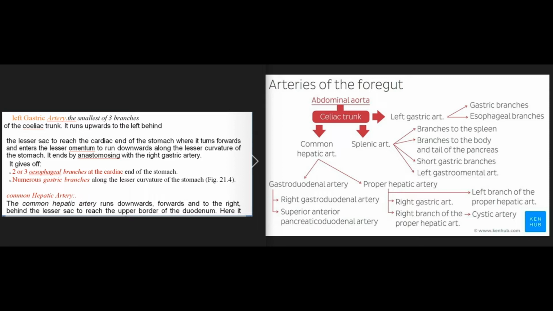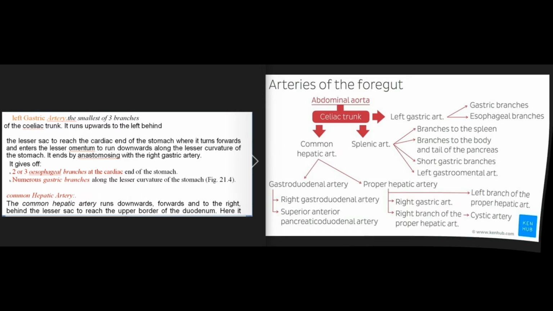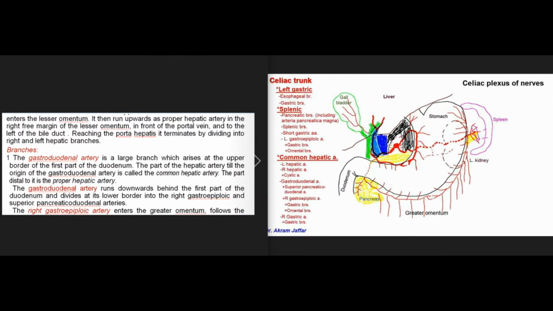Common hepatic artery. The common hepatic artery runs downwards, forwards, and to the right, behind the lesser sac to reach the upper border of the duodenum. Here it enters the lesser omentum. It then runs upwards as proper hepatic artery in the right free margin of the lesser omentum, in front of the portal vein, and to the left of the bile duct. Reaching the porta hepatis it terminates by dividing into right and left hepatic branches.